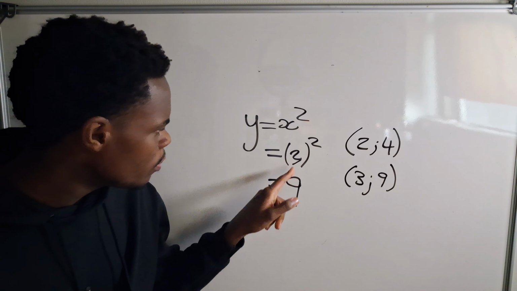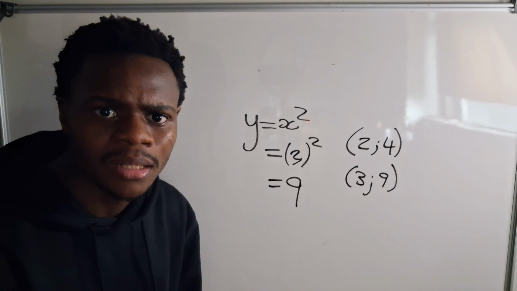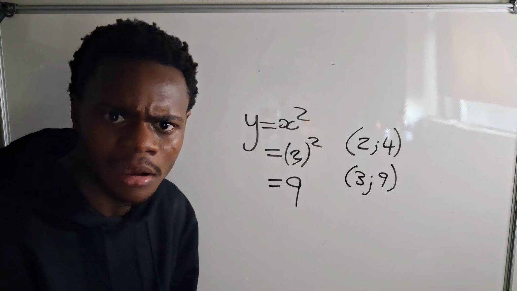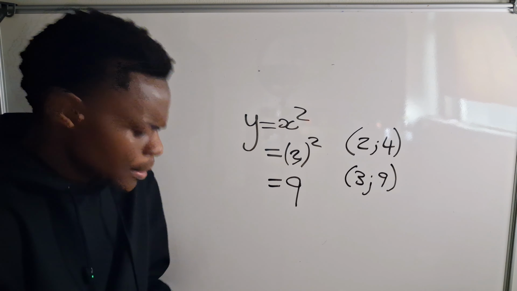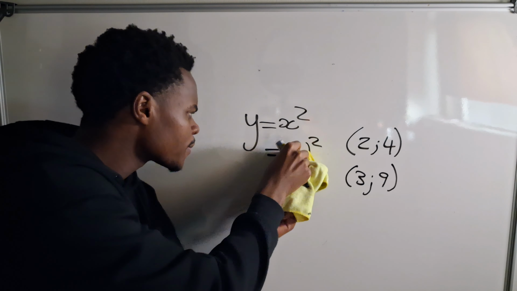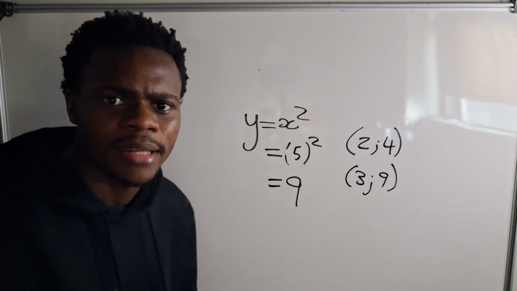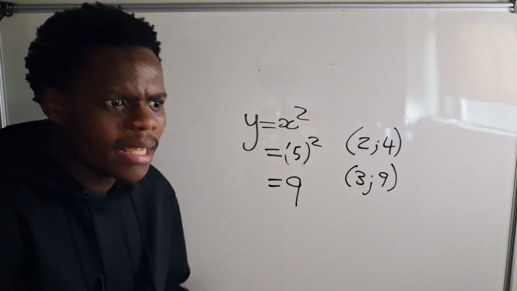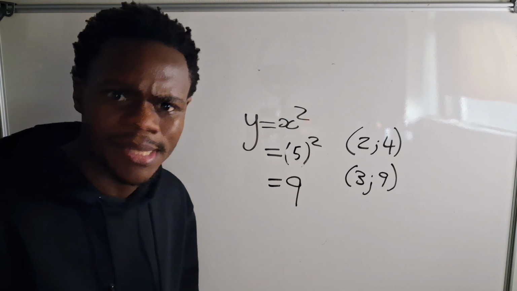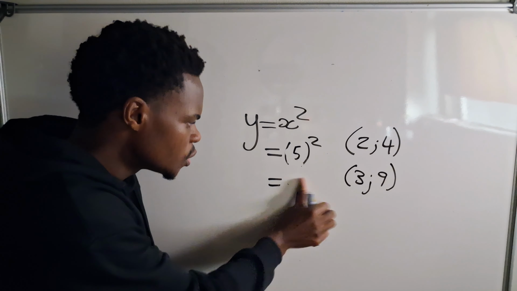Why? Because when we put in 3, we only get one answer. We don't get 9 and 12 as our answer. If I had to erase the 3, and put in a 5, 5 squared, that's 25. I'm not going to get 25 and 26 at the same time as an answer. It's just one answer. 25.